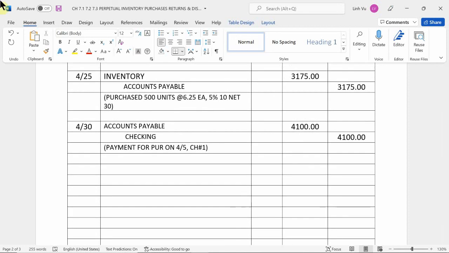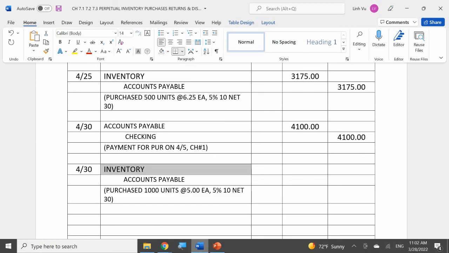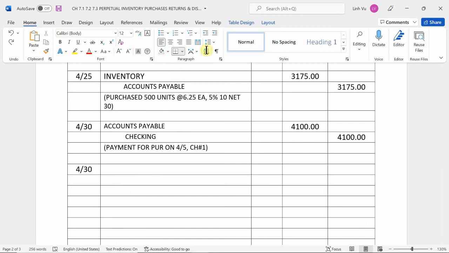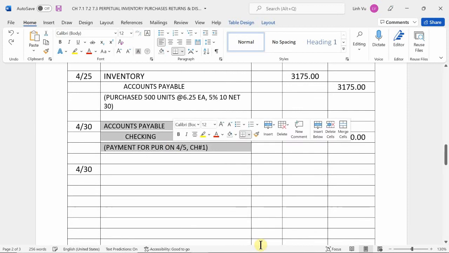So therefore, I need to cut my second check. Okay. So again, it's going to be the same. It's going to be accounts payable and checking. Okay.